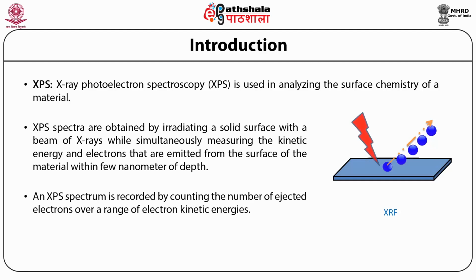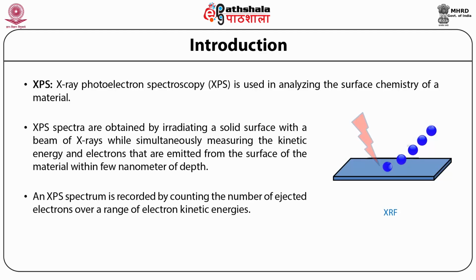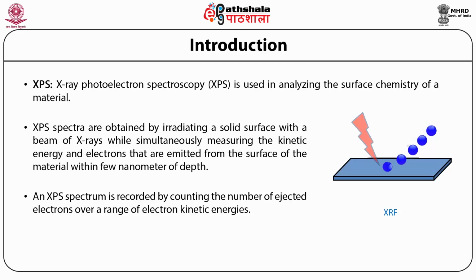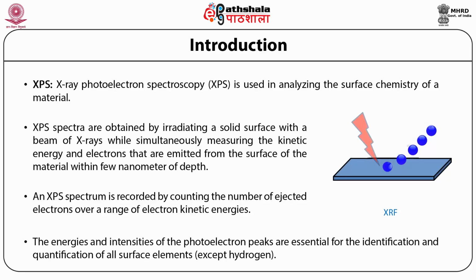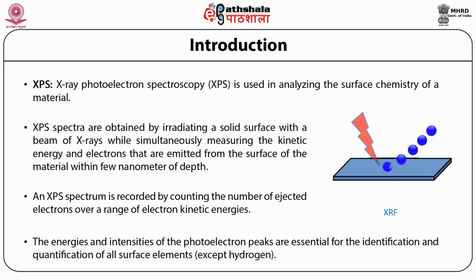An XPS spectrum is recorded by counting the number of ejected electrons over a range of electron kinetic energies. The peaks in the spectrum are characteristic of that particular element. The energies and intensities of the photoelectron peaks are essential for the identification and quantification of all surface elements.